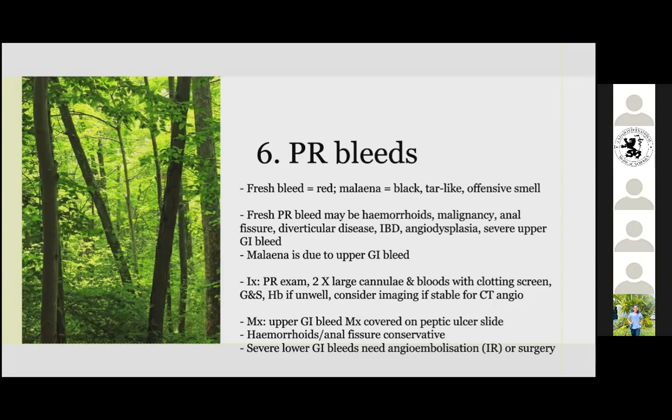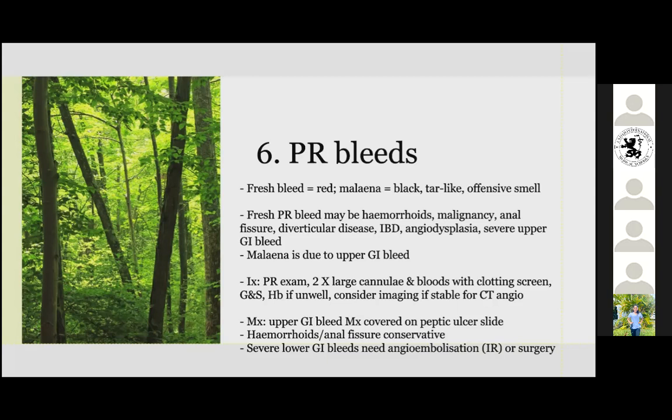If the patient is unstable, they need 2 big cannulae and the usual bloods for this situation. If the patient is stable, then the investigation of choice for lower GI bleed is a CT angiogram. The management of upper GI bleed, I think we've already covered on the peptic ulcer slide. The management of hemorrhoids and anal fissures tends to be conservative unless the hemorrhoids are thrombosed. Sometimes these are managed with topical treatment like topical GTN, and the patient may need to be followed up with their GP.